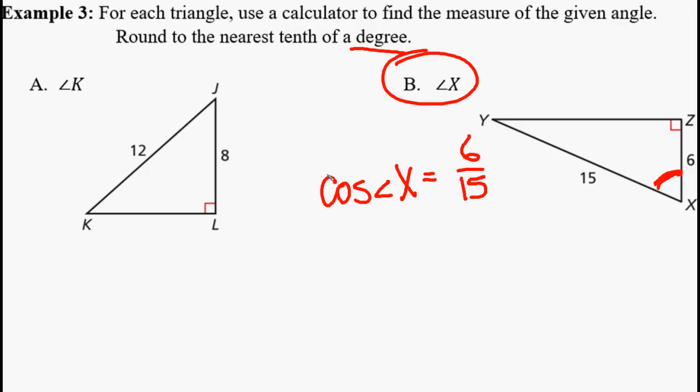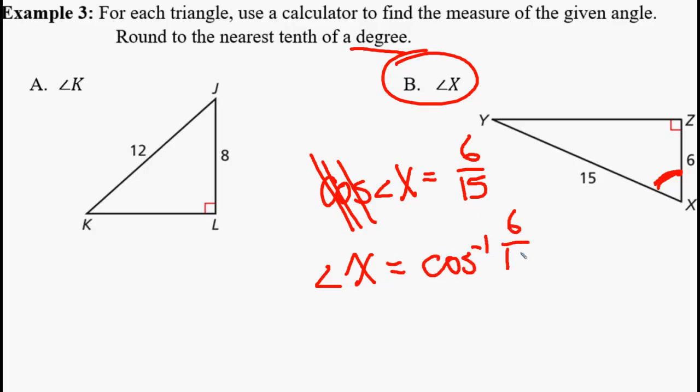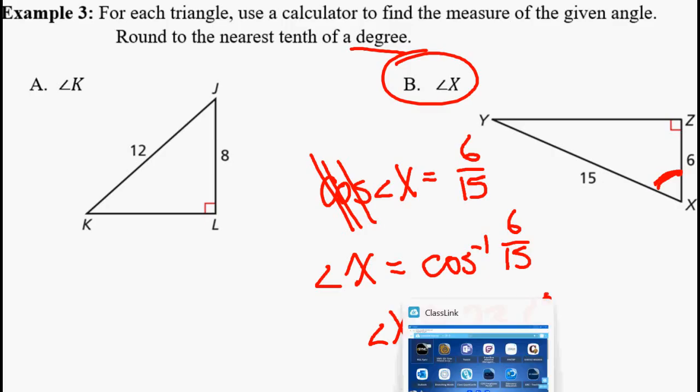We're going to take the cos inverse of the left side, so that'll just leave angle X. And we're going to take the cos inverse of our 6 divided by 15. Punch it in the calculator. Angle X is about 23.6 degrees.